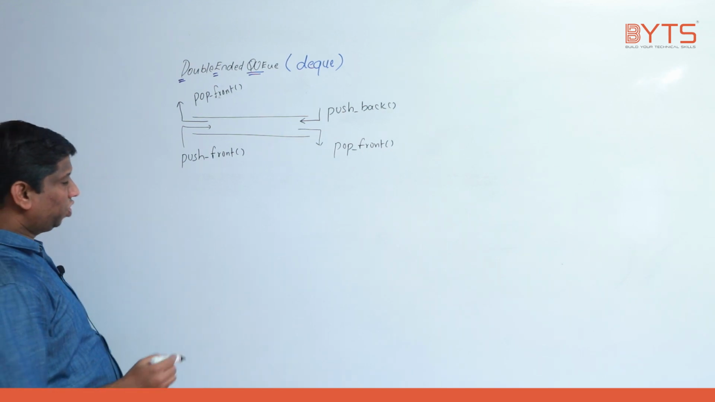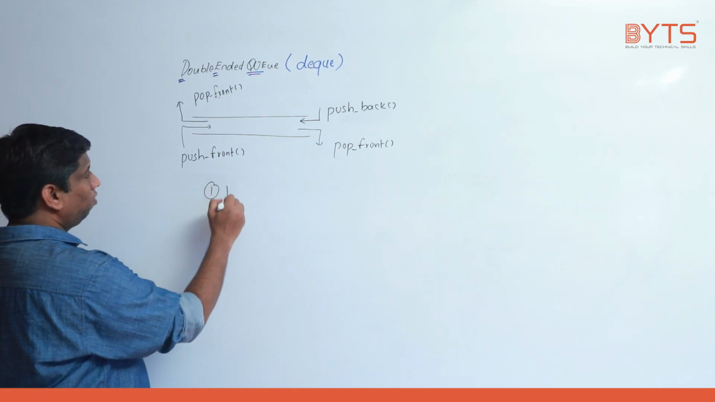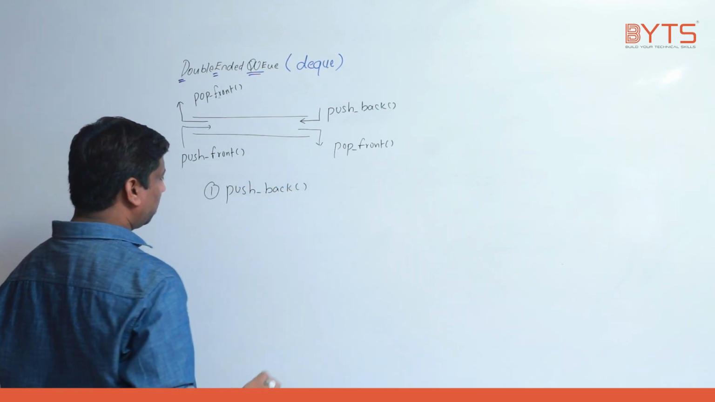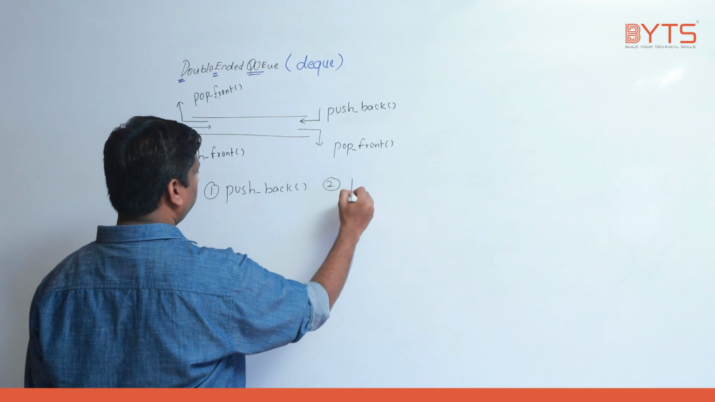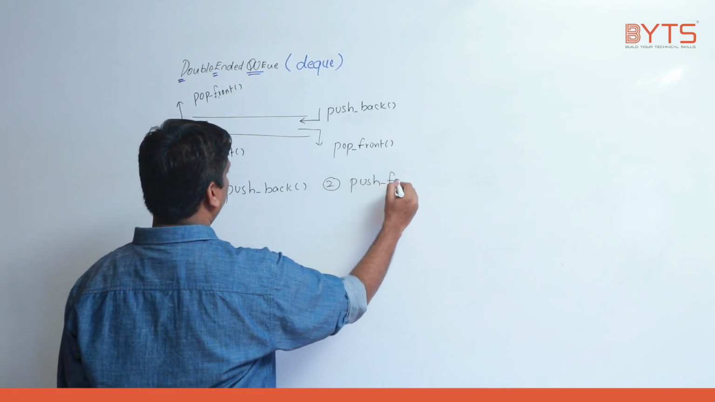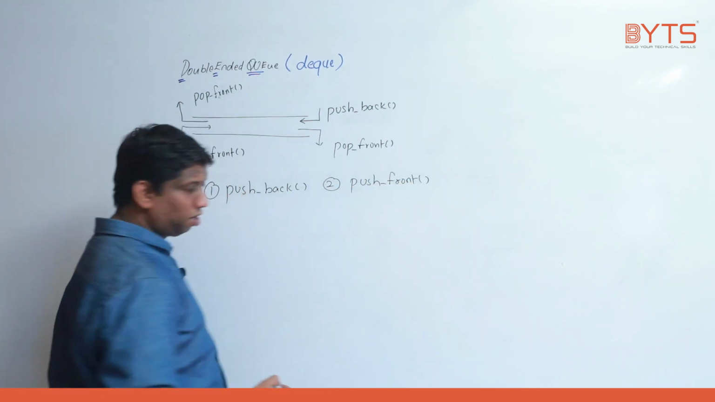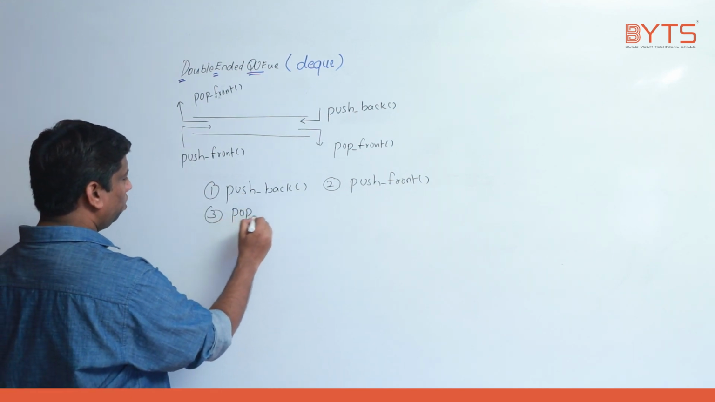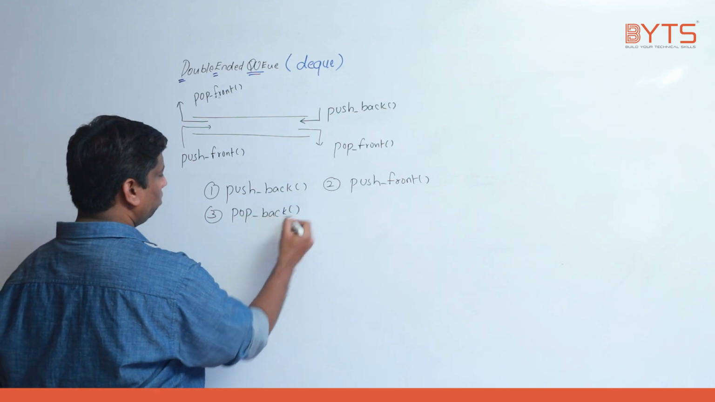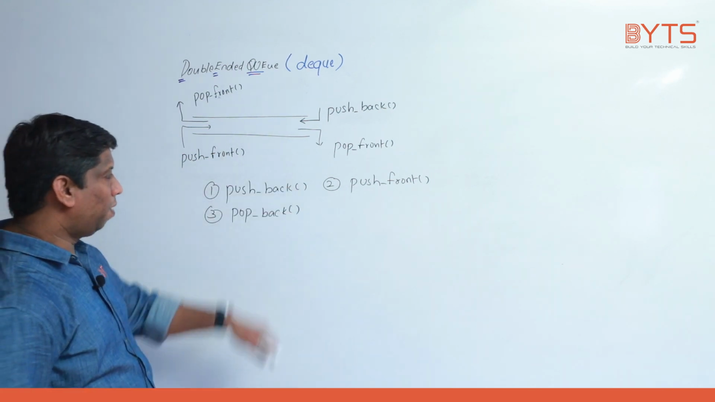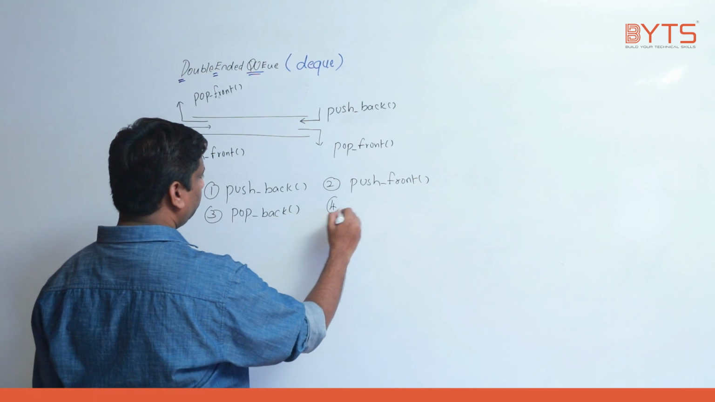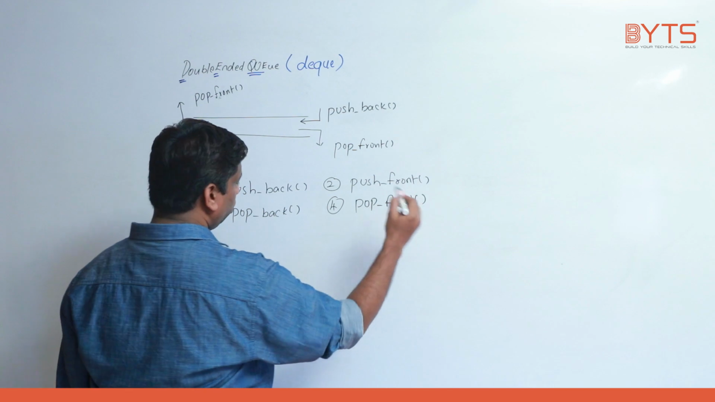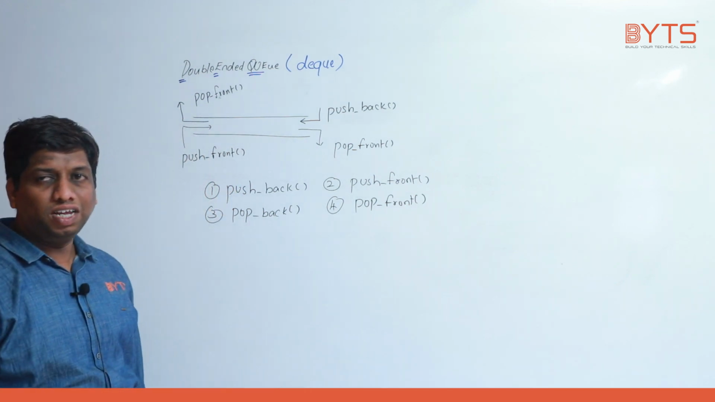Fine. Now first function what we have? Push underscore back. Second function what we have? Push underscore front. Two ways I can insert. What is the third function we have? Pop underscore back. Next what we have? Pop underscore front. Right, using these four functions only I am going to call this as a queue.